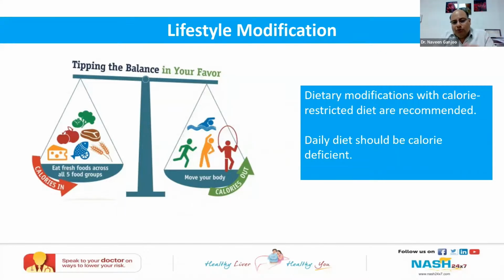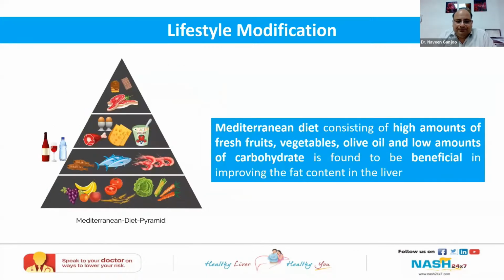Again, your balance of activity and food is very important. How many calories are going in, how many calories are going out by your activity is very important. In should be less and out should be more. So that is the deficit. Daily diet should be calorie deficient. So less calories in, more out. Then only you can have an impact on the NAFLD or NASH.